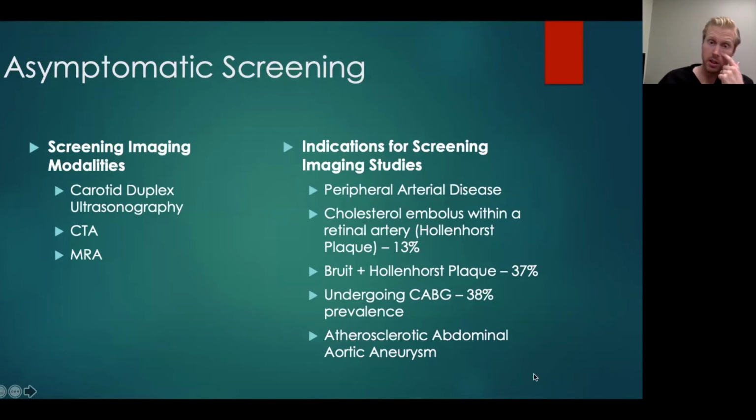Patients that undergo coronary artery bypass graft surgery have had screening studies that show about 38% of them have significant, over 50%, carotid stenosis. And patients that have atherosclerotic abdominal aortic aneurysm are similarly reasonable to screen. There are even more advanced screening criteria, which I don't want to go into here, but they have a long list. If you have 2 or 3 of the various risk factors, hypertension, diabetes, et cetera, then it's reasonable to have a carotid screening study.